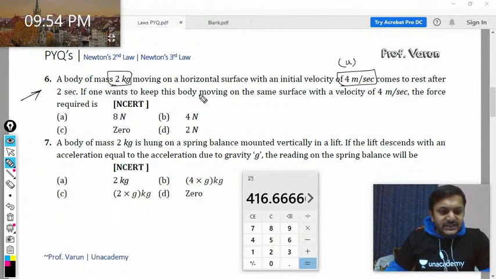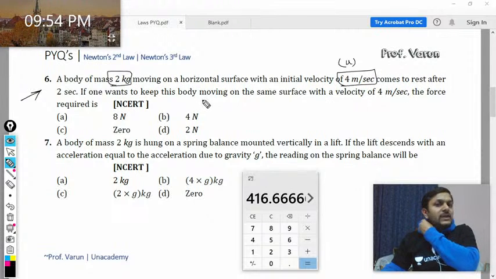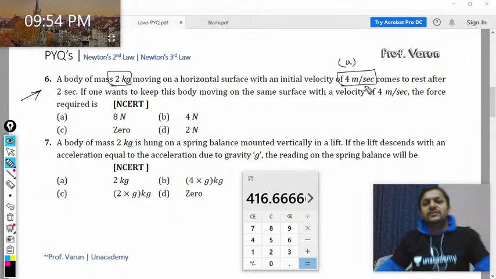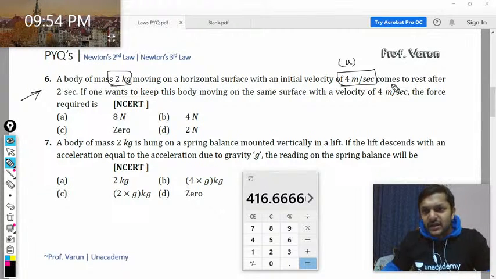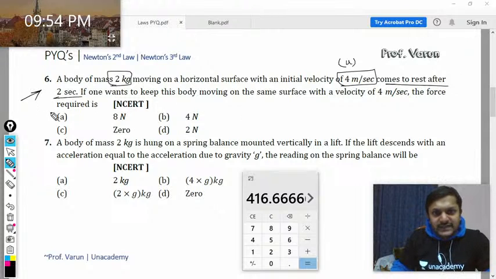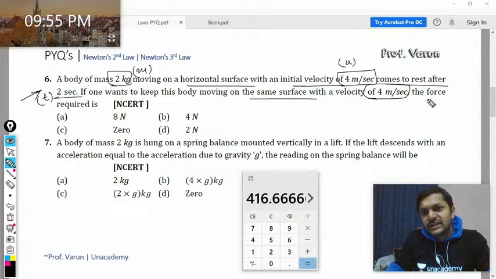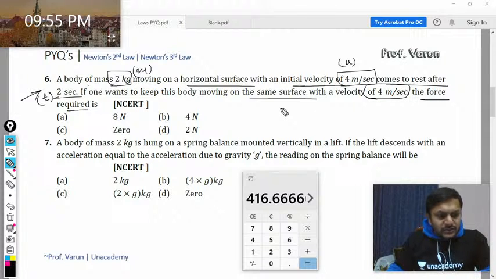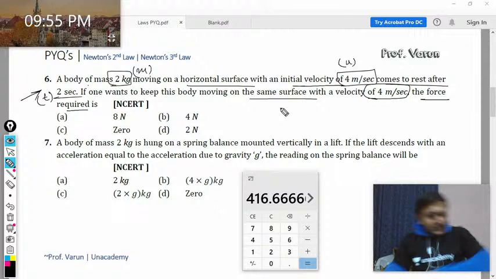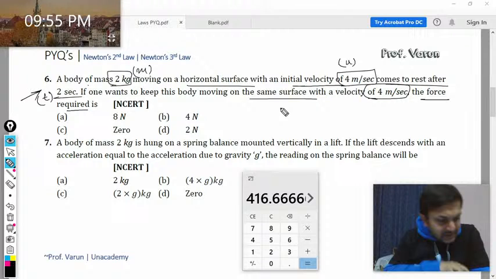Okay, so 2 kg is the mass on a horizontal surface with an initial velocity of 4 meter per second, and it comes to rest after 2 seconds. So the body of mass 2 kg, mass is given, horizontal surface, comes to rest after a time that is also given. If we want to keep this body moving on the same surface with this velocity, the force required is. So what will be the answer to this question, my dear students? I am waiting for you, giving just 30 seconds.